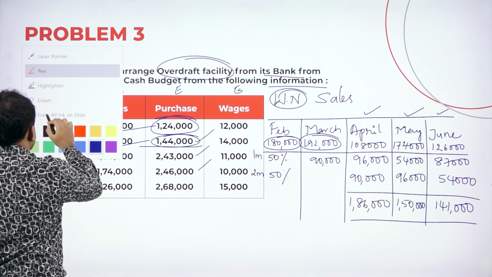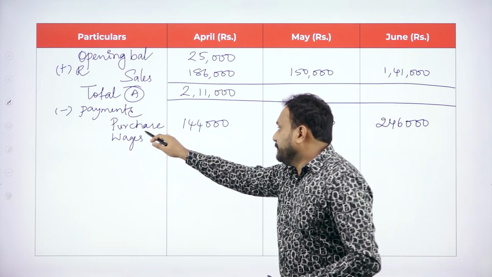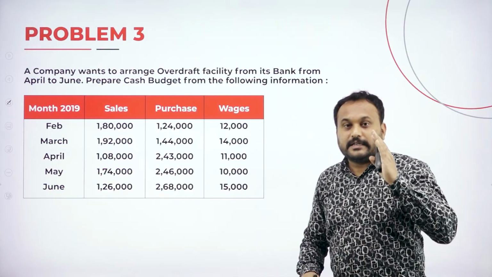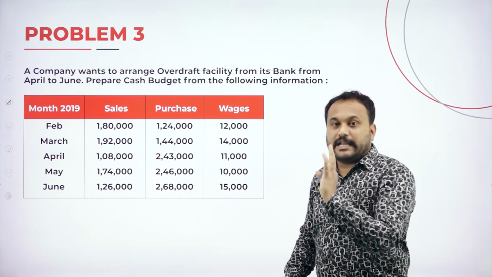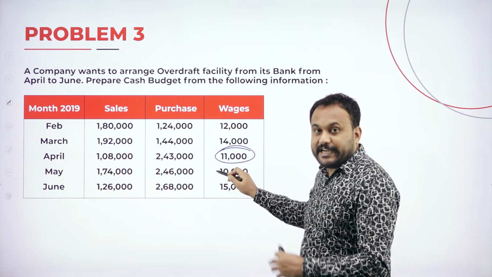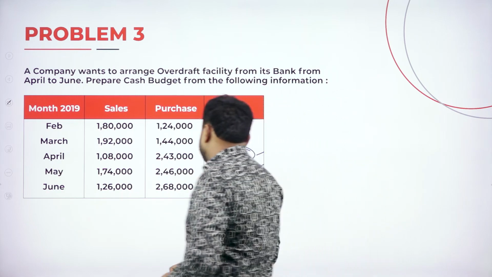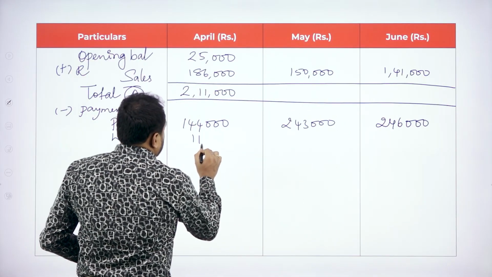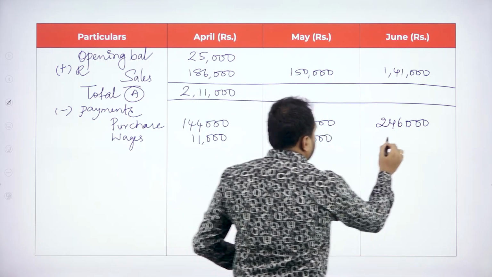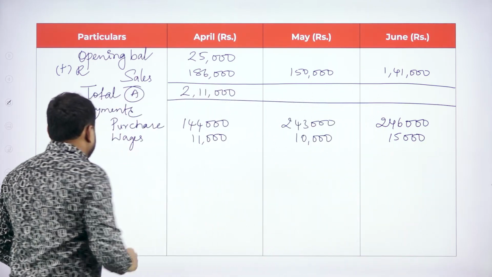Now let me just delete everything here so that it will be easy for you to remember. Now purchases is done. Now wages, what happened is they said that in the same month at the end of the day you will actually get it. April is how much? 11,000. So the minute you get the first entry, the next three is again copy paste: 11, 10 and 15,000. Done.